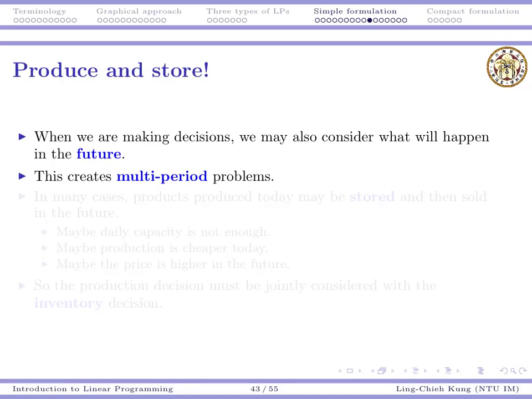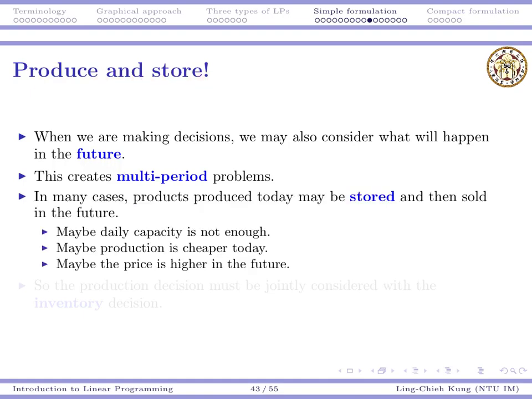Okay, so now let's talk about our second example. In the previous example, it's somewhat a production problem, right? We need to decide what products to produce. But in many situations when we are making decisions, we also need to consider the future. Okay? So let's discuss these multi-period problems in which we need to produce and store.